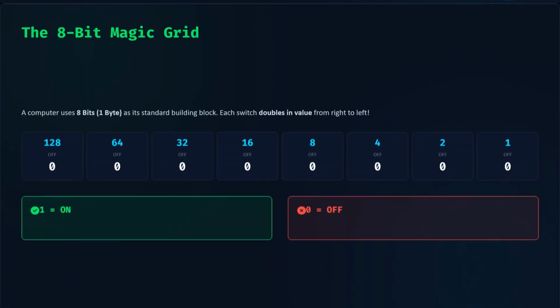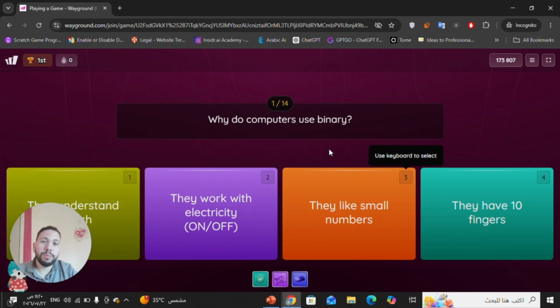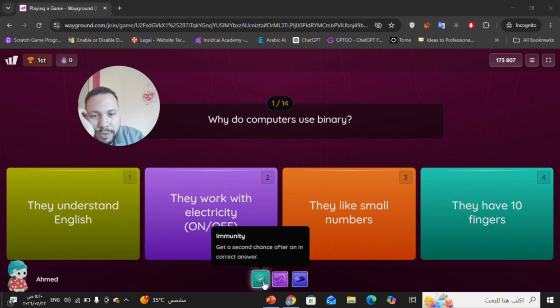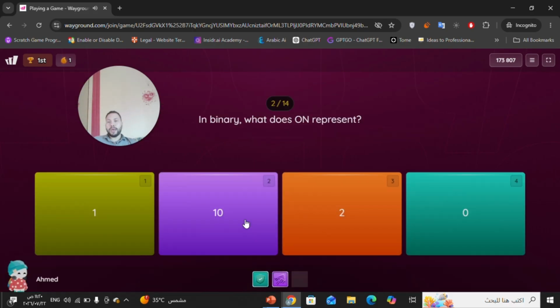Now we have a small activity. Why do computers use binary? We have 4 answers: they understand English, they work with electricity on or off, they like small numbers, they have 10 fingers. I have some methods here to help. So now we have 3 answers. Why do computers use binary? They work with electricity on and off.